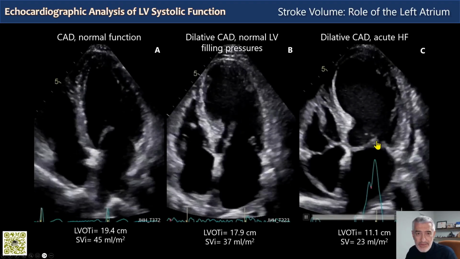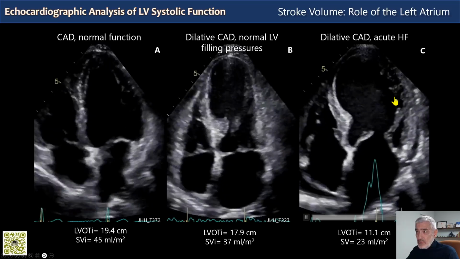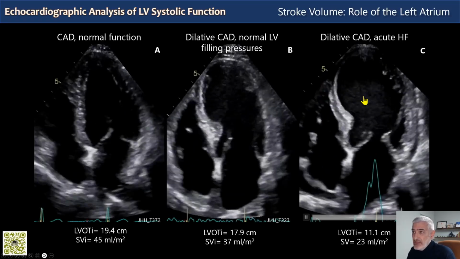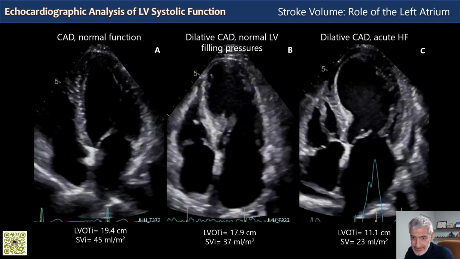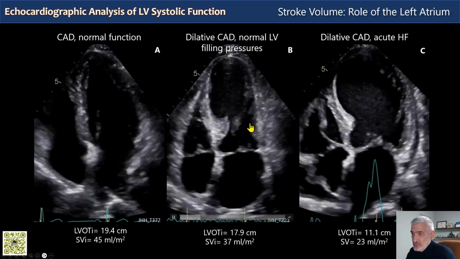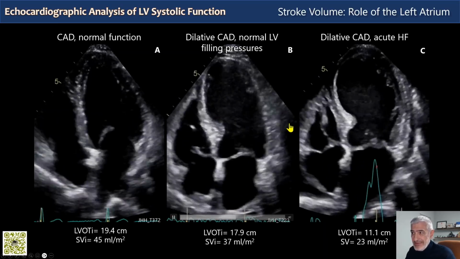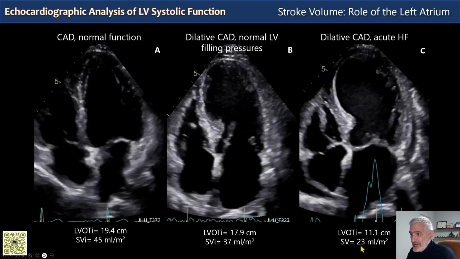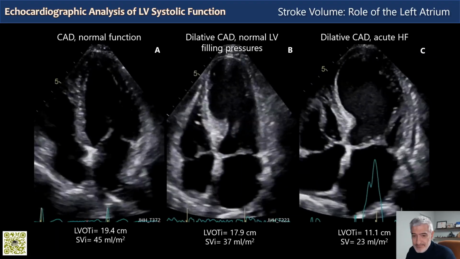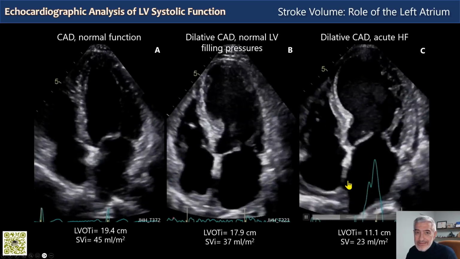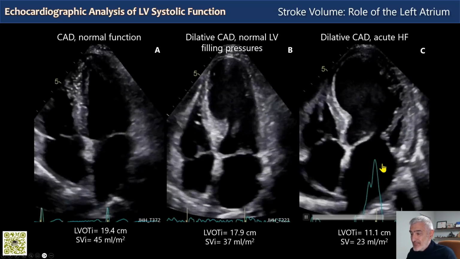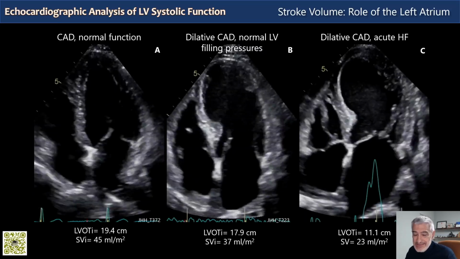And now look at the patient in panel C, which is the same patient as in B, but during an acute episode of heart failure, with a severe reduction of ejection fraction, reduced compared to the baseline evaluation, and a severe reduction of stroke volume index. Now look at the systolic expansion, the reservoir expansion of the left atrium. It's practically non-existent, it's fixed.